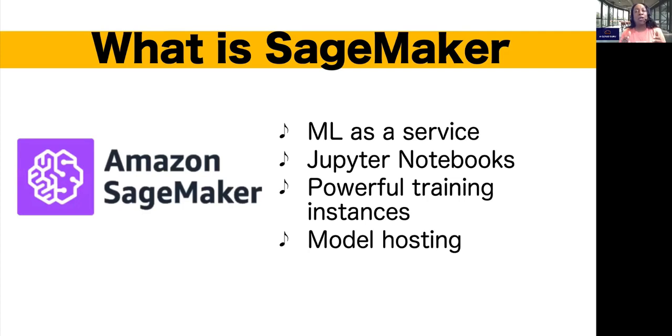So when we talk about training a custom music genre model, I'll use a tool called SageMaker. Now, SageMaker is, think of it as machine learning as a service. It gives you Jupyter-hosted notebooks. It gives you access to powerful training instances, so you have access to GPUs, and it also allows you to host your model through an API endpoint.